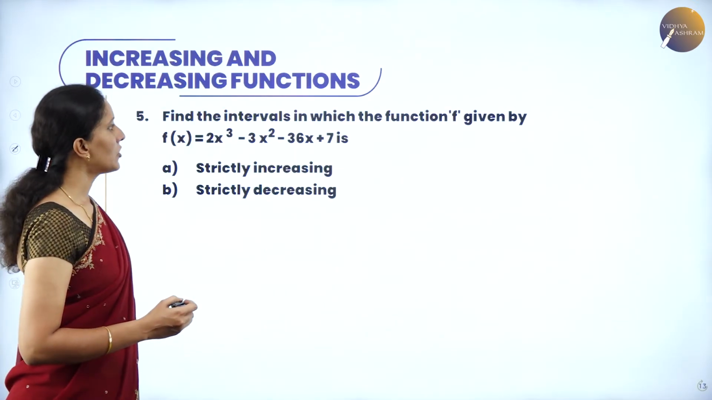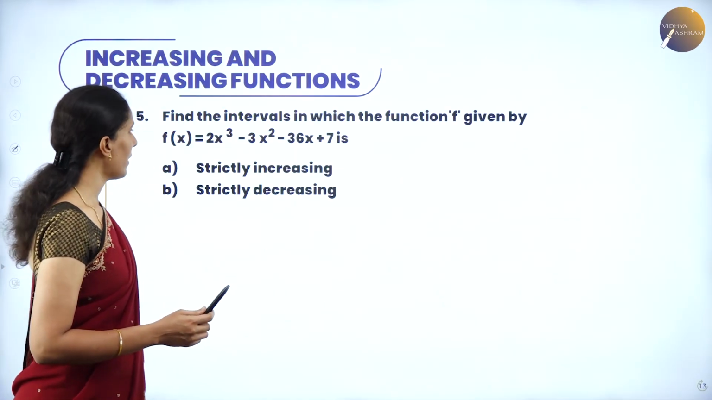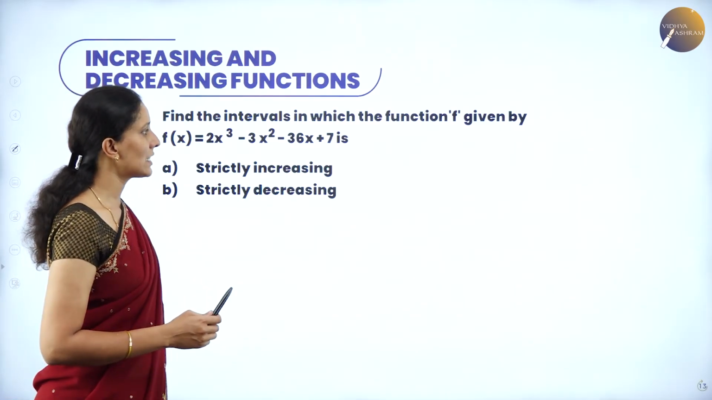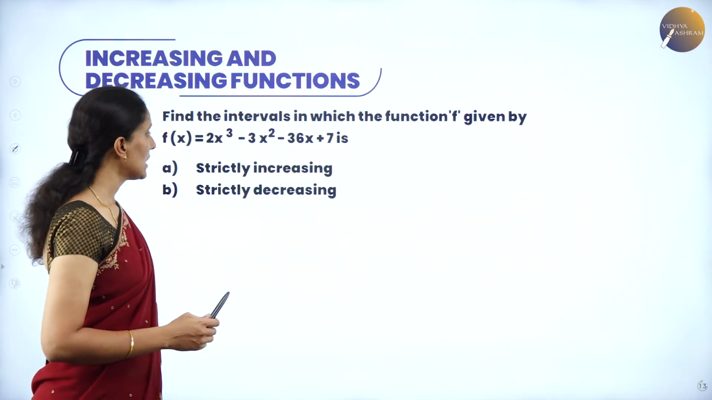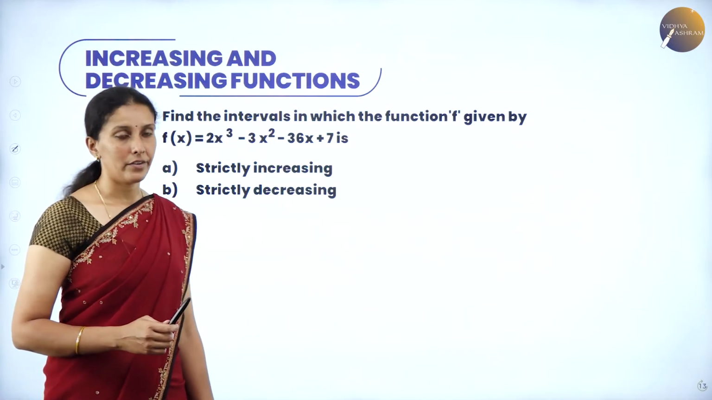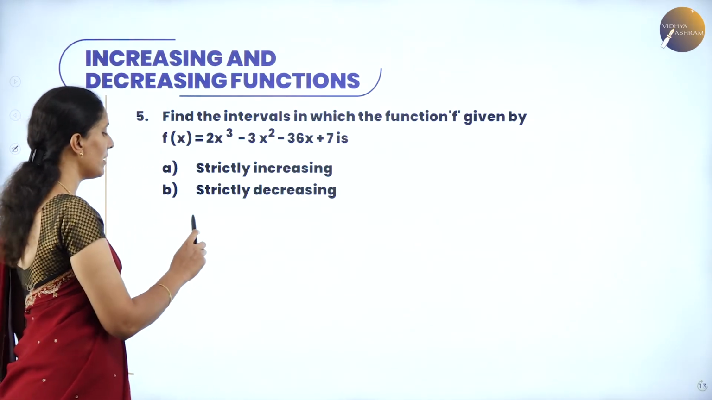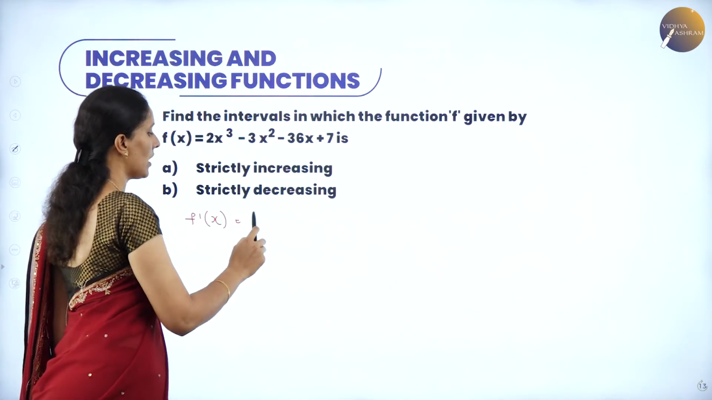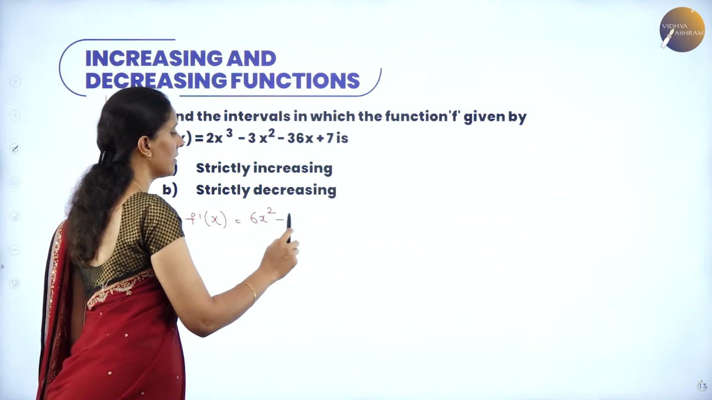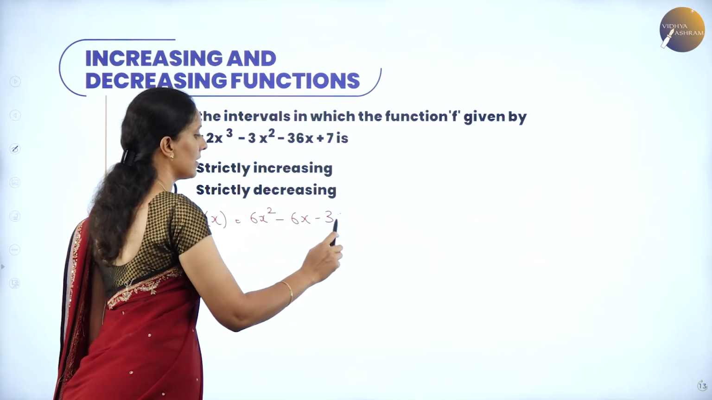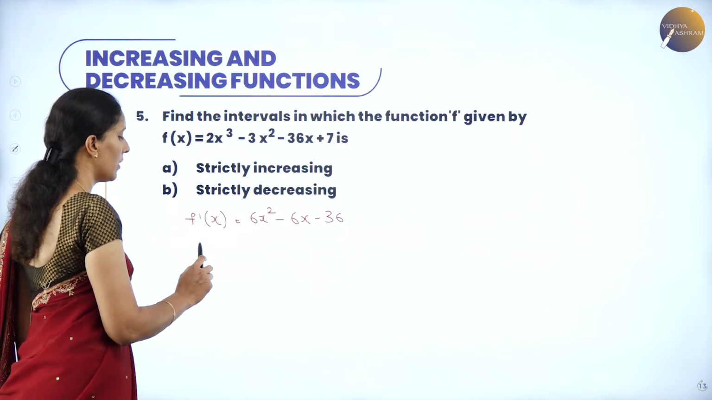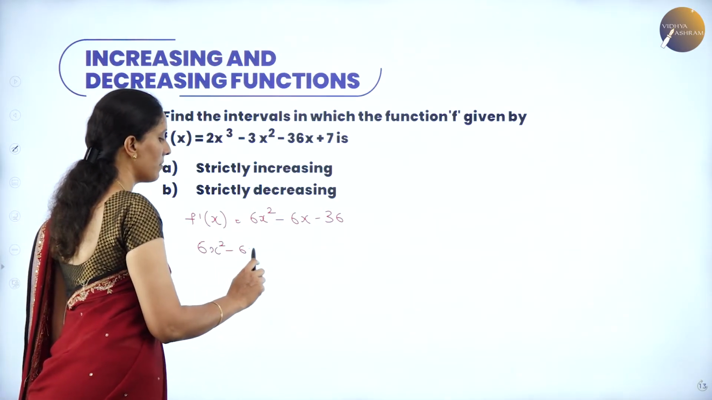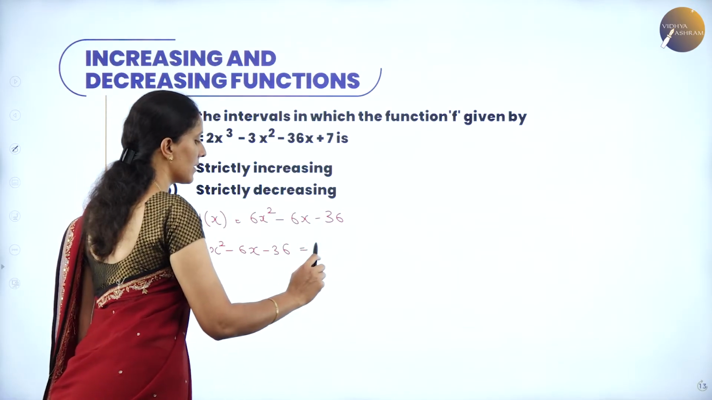Next, find the intervals in which the function f given by f of x is equal to 2x cube minus 3x square minus 36x plus 7 is strictly increasing, strictly decreasing. Now f of x is given. Let's find out f dash of x. f dash of x is 3 2s are 6x square minus 6x minus 36. So here put f dash of x as 0. So we will get 6x square minus 6x minus 36 is equal to 0.